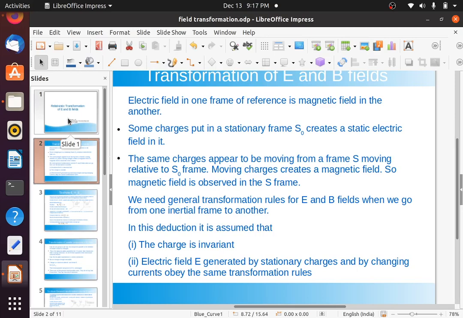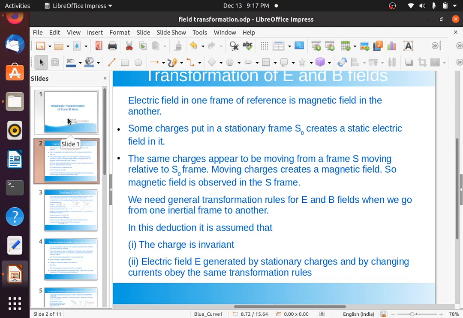In the derivation, we are going for obtaining some general transformation rule that connects electric and magnetic fields. In this deduction, we assume that the charge is invariant. That is, the relative motion does not affect the total electric charge. The total electric charge remains the same for two observers, and does not change with respect to the motion.